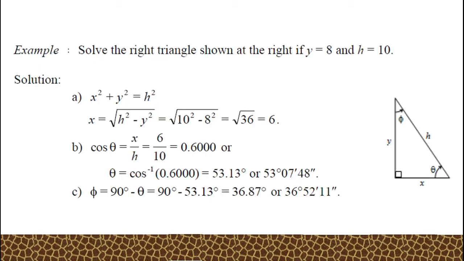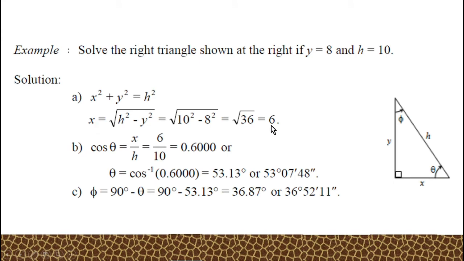Let's try this example. Solve the right triangle shown here if y is equal to 8 and h is equal to 10. Since the hypotenuse, h, and the other leg, y, are given, we can use the Pythagorean theorem to solve for the other leg. So we have x squared plus y squared equals h squared. So we can substitute the given values. We have x is equal to the square root of h squared minus y squared, where h is 10 and y is 8. Therefore, your x, or your unknown, is 6.